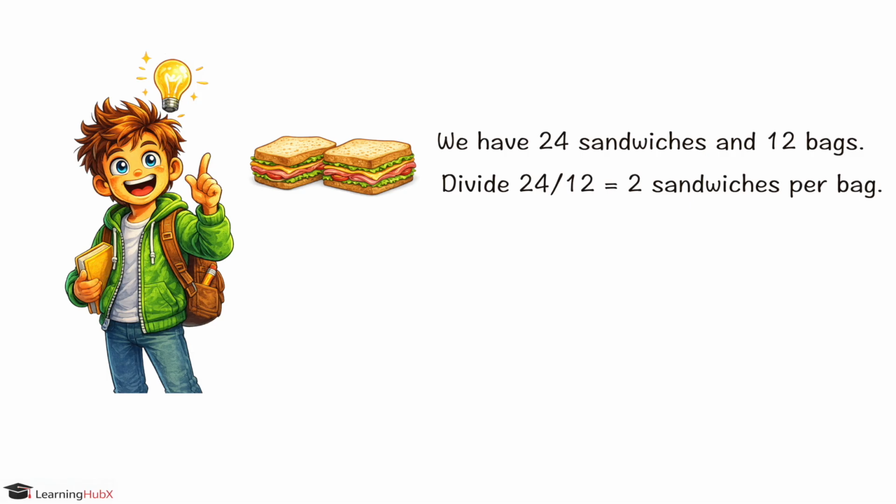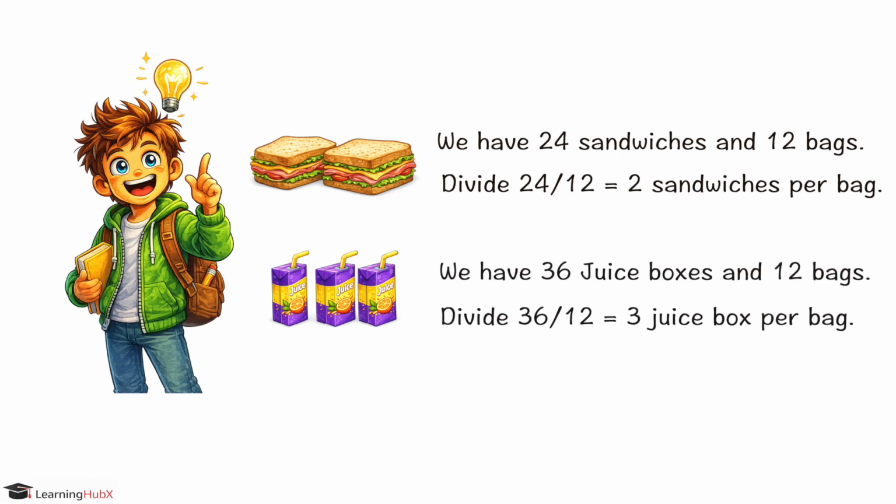Now for the juice boxes. We have 36 juice boxes and 12 bags. Divide. 36 divided by 12 equals 3. So each bag gets 3 juice boxes.